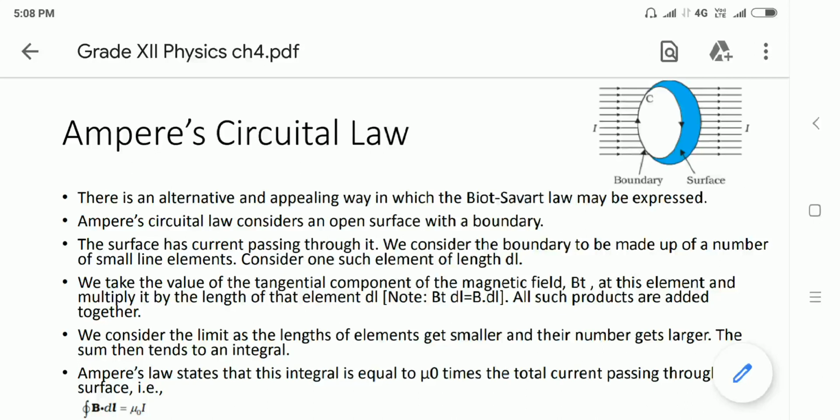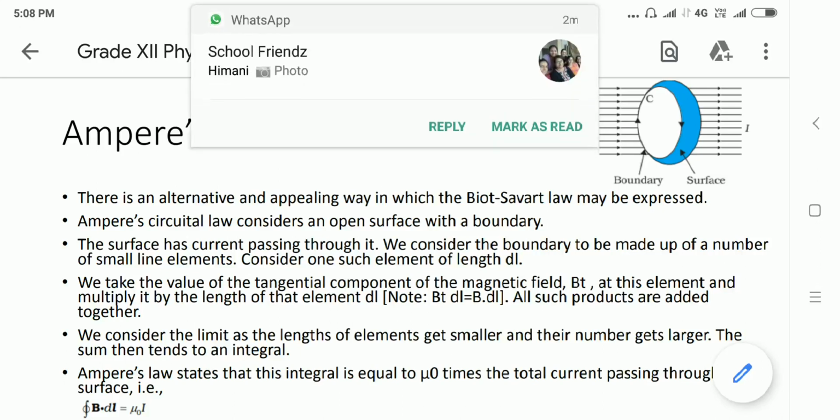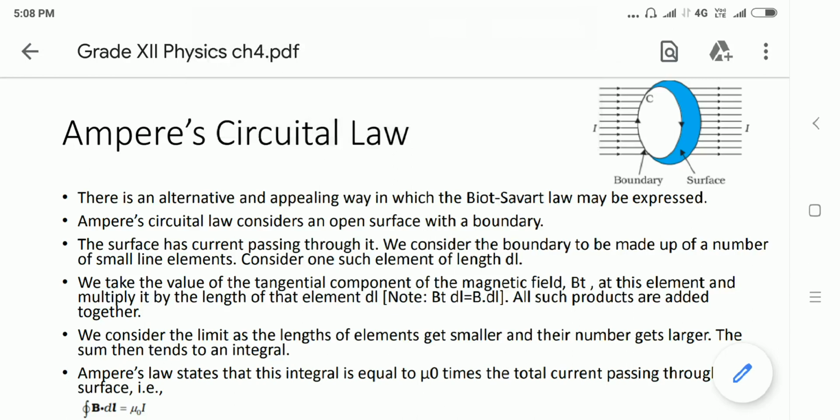Consider an open surface boundary, the surface through which current is passing. The boundary is made up of a number of small line elements, each with a small length, for example dl. Now we take the tangential component of that magnetic field, that is Bt. So Bt dl, or we can define it as B dot dl, like the Biot-Savart law, combining the magnetic field with the tangential component dl.